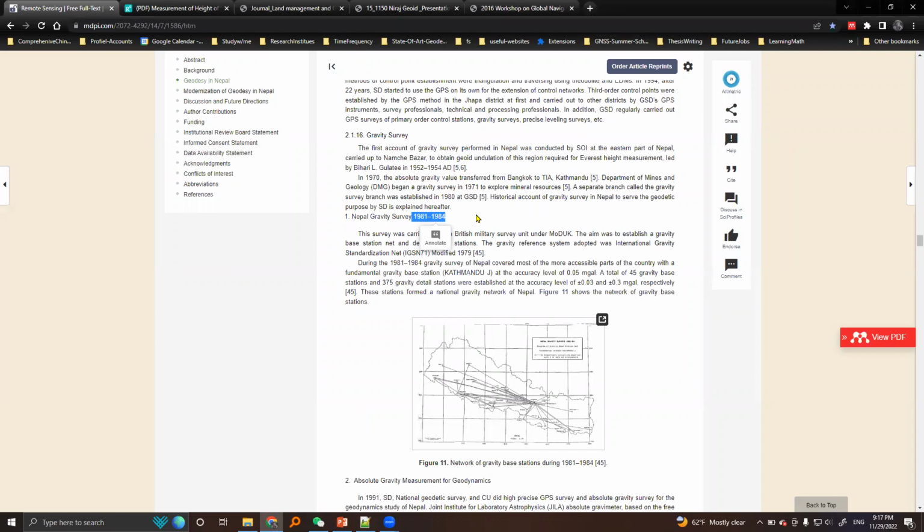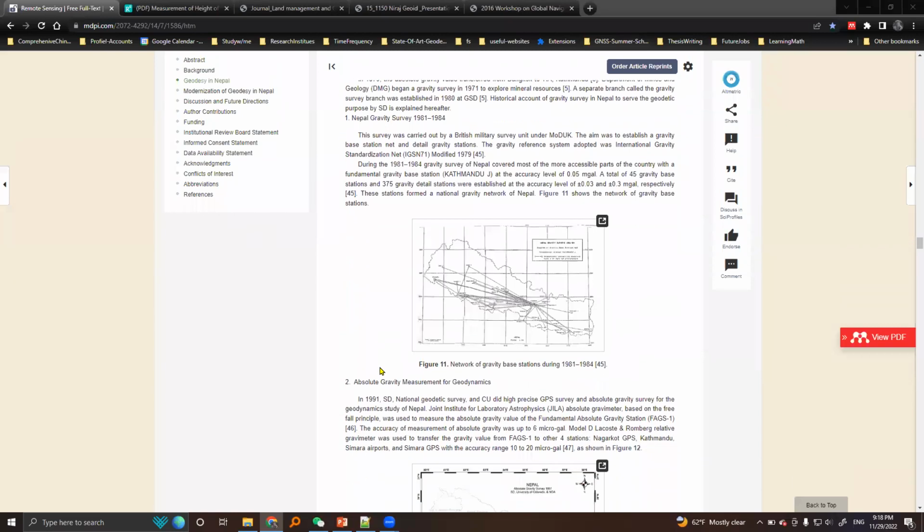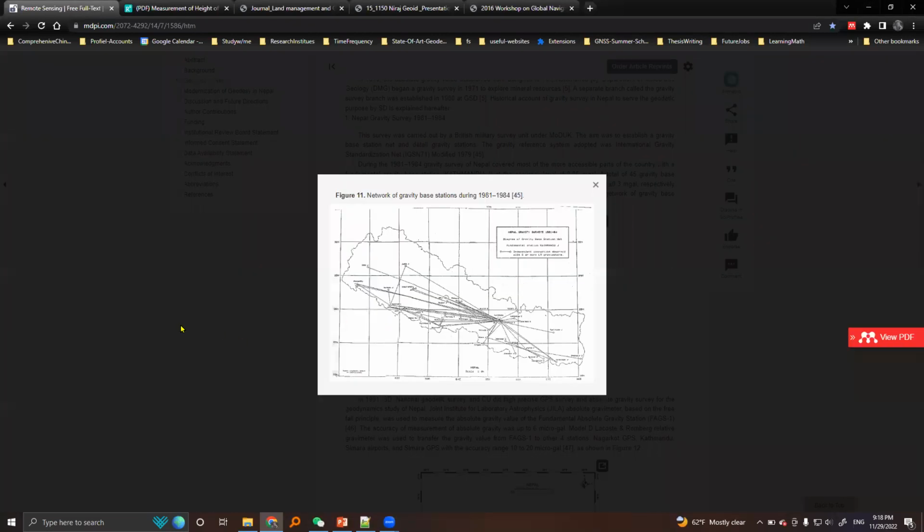In the 1981-1984 period, the Survey Department and MODOK, the Ministry of Defence UK, together established a fundamental gravity base station and gravity detail stations. They established 45 gravity base stations and 375 gravity detail stations in the International Gravity Standardization Net framework. And that created the gravity network of Nepal. Here is the figure.